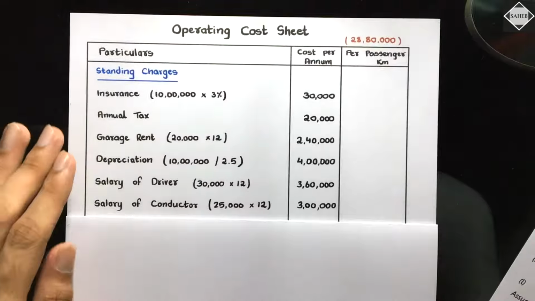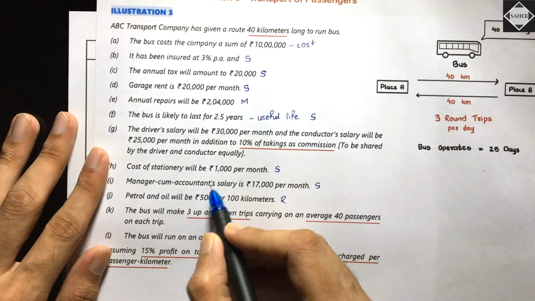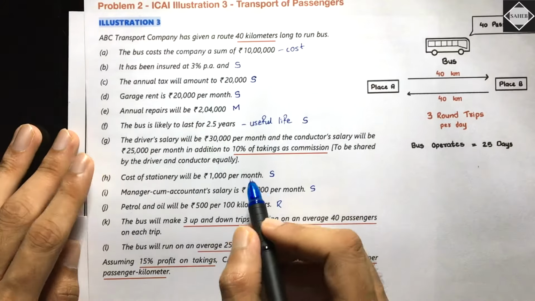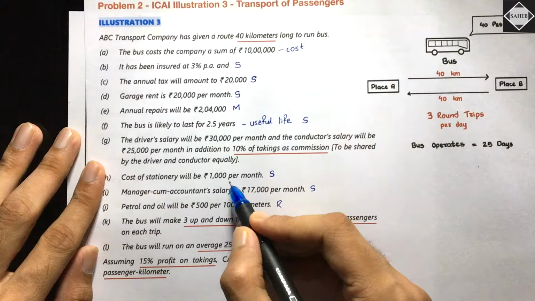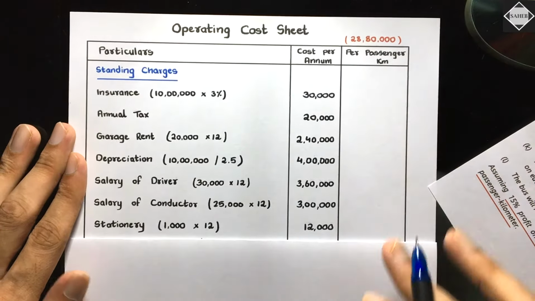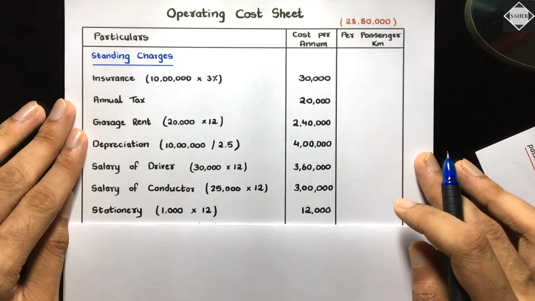Okay, right. Then see, we have cost of stationery will be 1,000 per month they are saying. This is also standing charge. Yeah, in office cost of stationery is fixed. 1,000 per month, so that is 12,000 in the entire year. So stationery cost 1,000 into 12, as you can see, 12,000. Is it clear? Simple and straightforward.